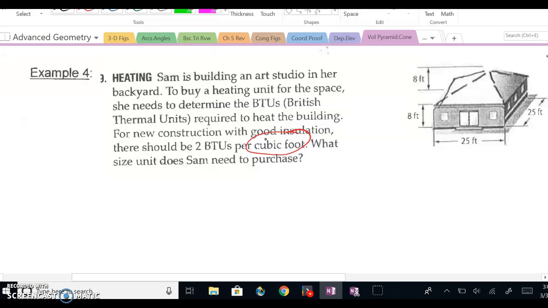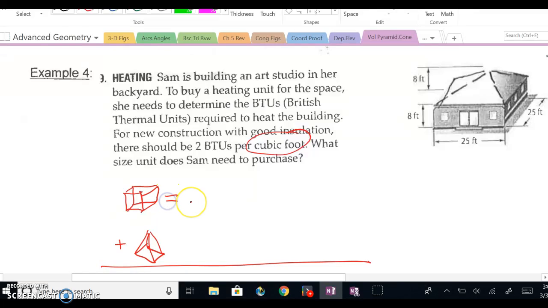So what we have here for the art studio is a cube and a pyramid combined, a square pyramid. And so for the volume of the cube, we know we have perimeter of the base times height. I'm sorry, that's surface area. Silly Miss Benton. We have area of the base times height. And for the pyramid, we know that's one third area of the base times height.